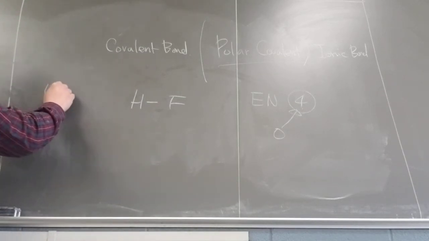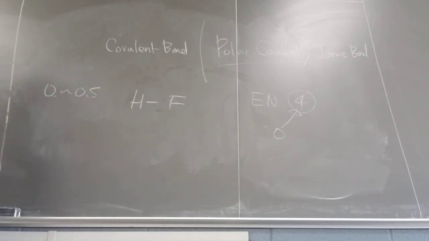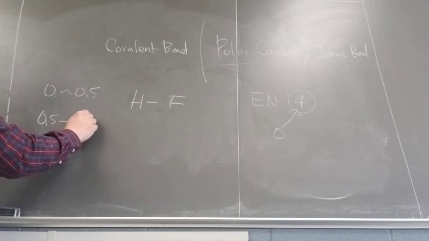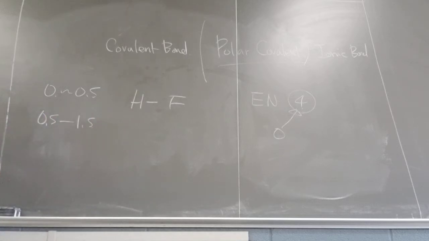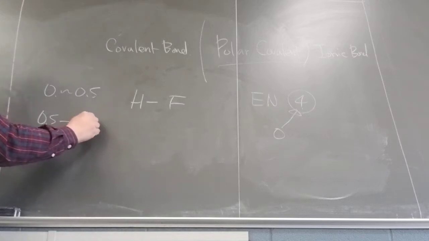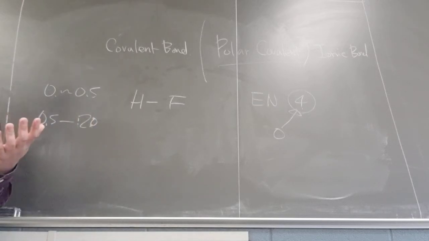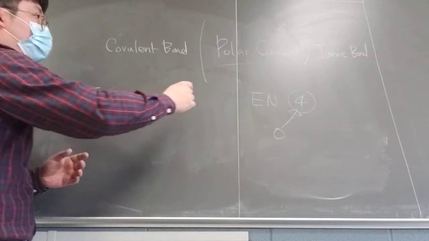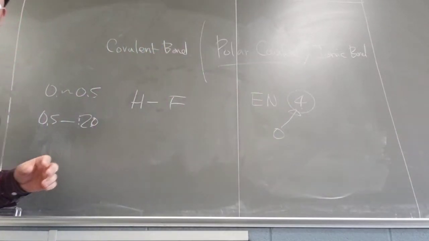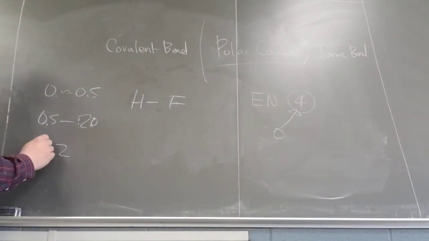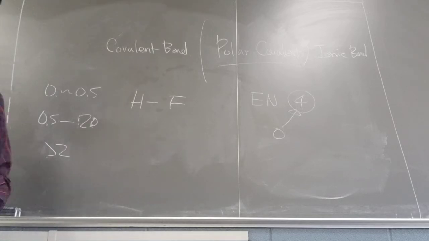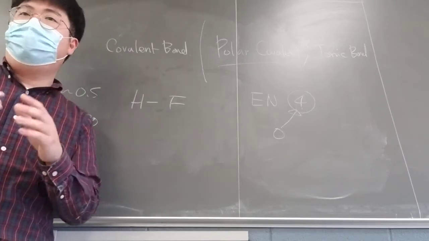If the difference is from 0 to 0.5, it's just regular non-polar covalent, the regular covalent bonds. If it's somewhere from 0.5 up to, actually, about 2, then we call them polar covalent bonds. If it's bigger than 2, we call that ionic bonds.